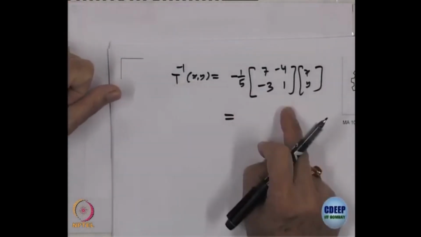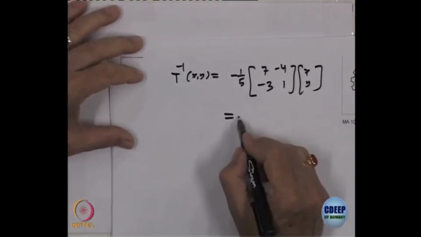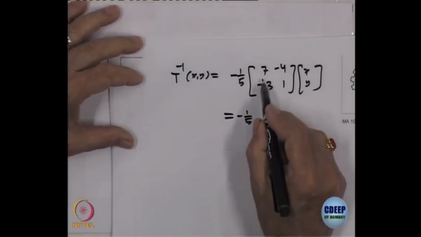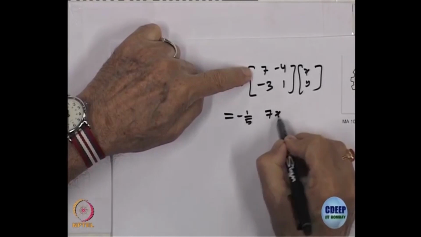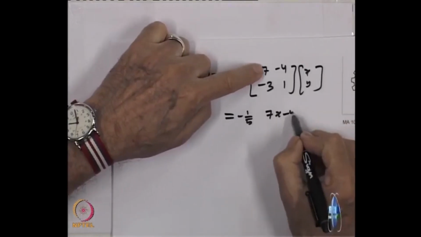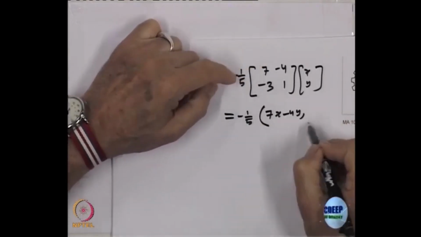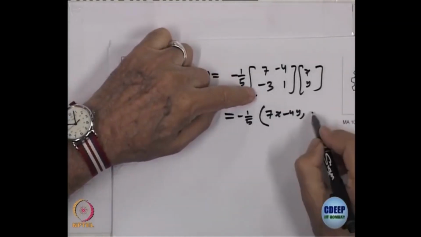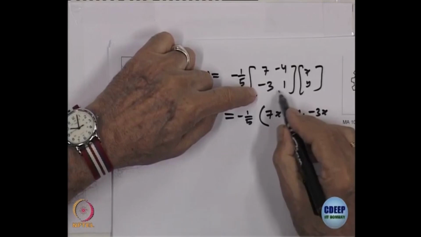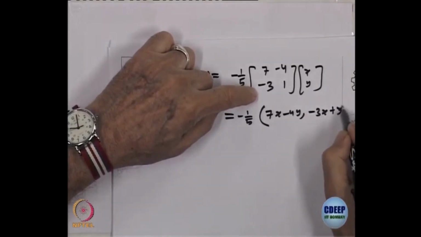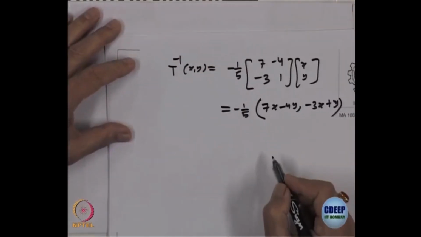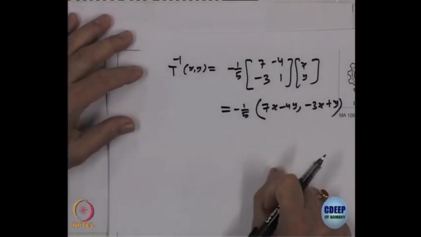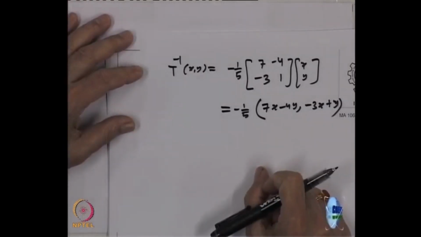So, that is the expression. Let us write minus 1 by 5 times, what will be 7x minus 4y. I am just writing it as an element in R2 instead of writing it as a matrix. What is the second? Minus 3x plus y, right. So, that will be the formula for T inverse.